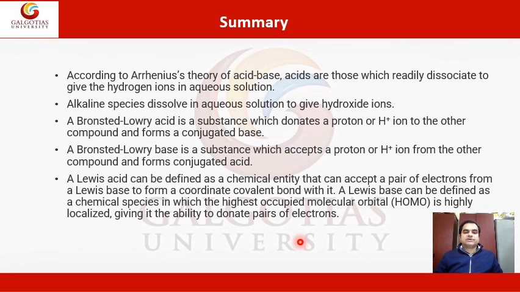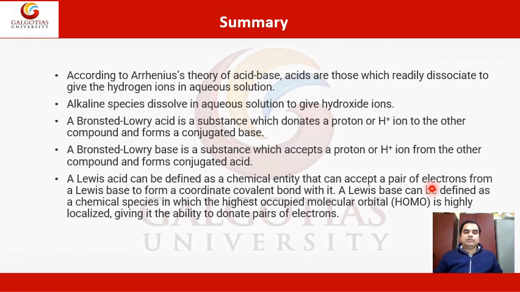In this video, we have discussed that according to Arrhenius theory, acids are those which readily dissociate to give hydrogen ions in aqueous solution, while alkaline species dissolve in aqueous solution to give hydroxide ions. A Bronsted-Lowry acid is a substance which donates a proton or H plus ions to another compound and forms a conjugate base, while a Bronsted-Lowry base is a substance which accepts a proton or H plus ions from another compound and forms a conjugate acid.